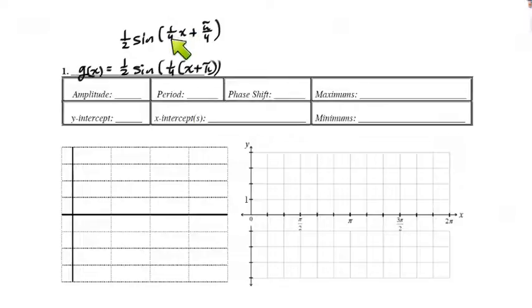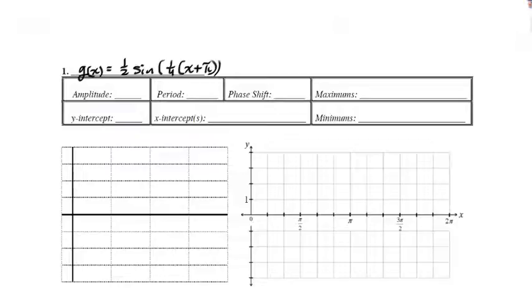And so when you factor out this 1/4, you would divide right here, and you would divide this by 1/4, or you would multiply this by 4. You know, when you divide by a fraction, you can multiply by the reciprocal. Okay, so now we have this right here.